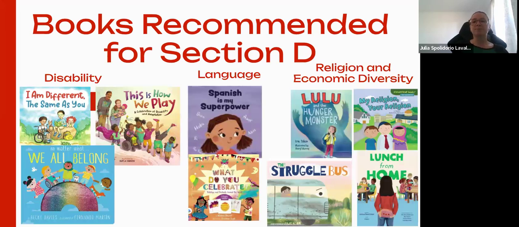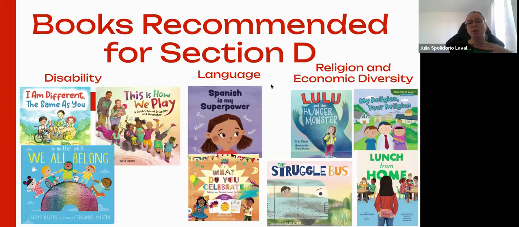And finally, for my final section, it would be disability. I have a couple of books on disability, but nothing specifically focusing on how people play and how people move and things like that. So these are some of the books that I found that could be a good addition to our classroom.